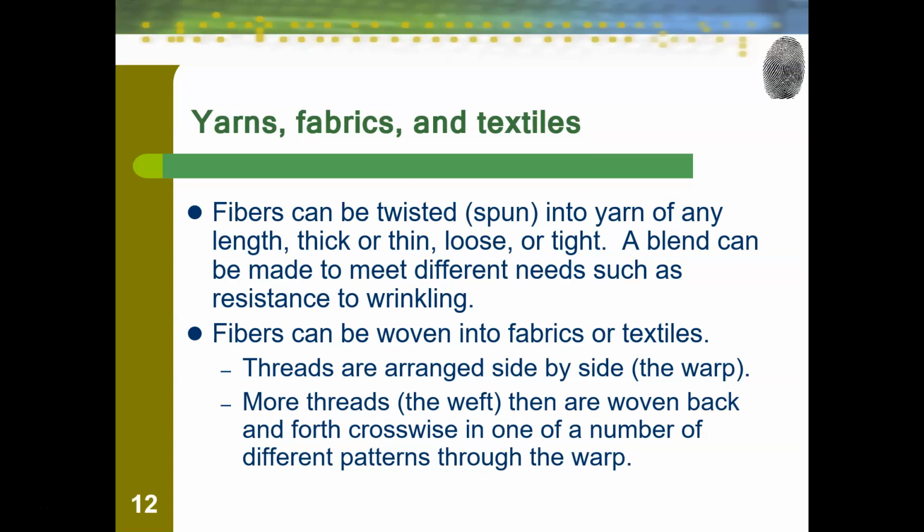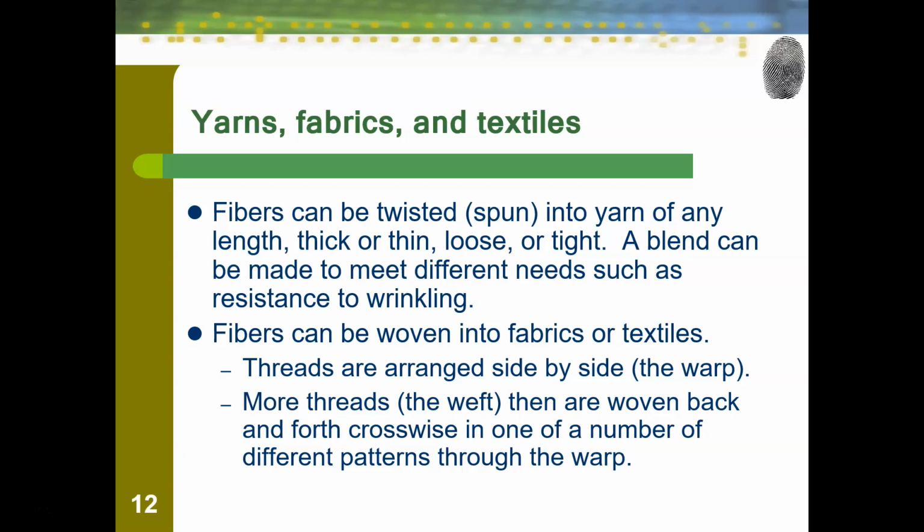So as far as yarns, fabrics, and textiles are concerned, fibers can be twisted, which we call spinning or spun for the past tense, into yarn of any length, thick or thin, loose or tight. Depending on what the purpose of that yarn is, we're going to make that choice. This is also the stage where we would blend in different fibers in order to create whatever characteristic we're trying to, such as wrinkle resistance. So this is the stage that we would blend cotton and polyester together, for example.